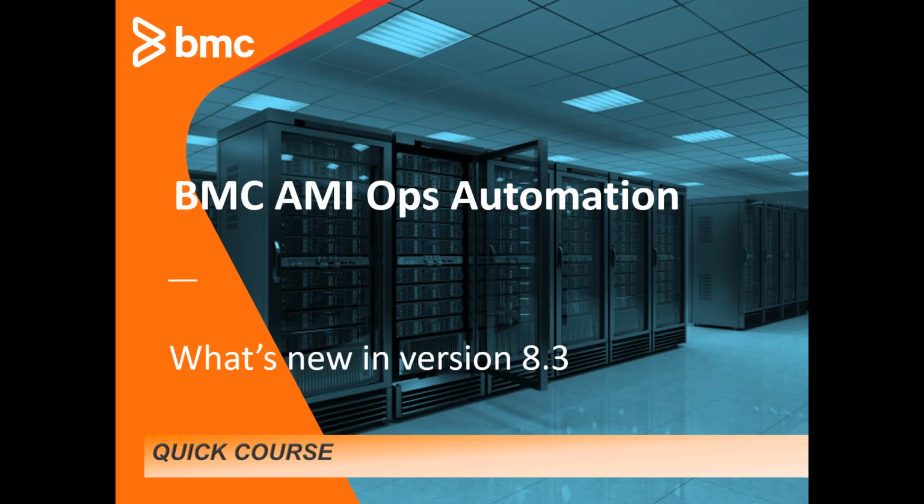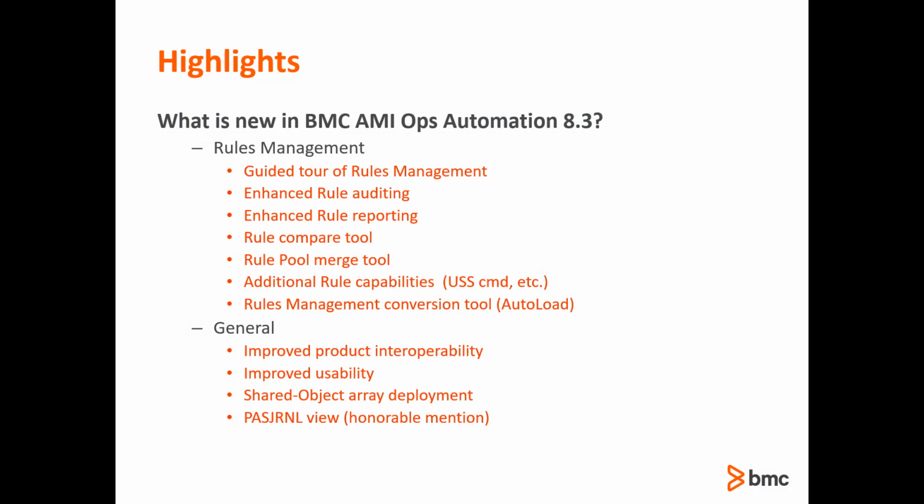In this session, we will briefly review the new features available in BMC AMI Ops Automation 8.3. BMC AMI Ops Automation was formerly known as MainView Auto Operator. Here we see a list of significant new features in BMC AMI Ops Automation 8.3. Several enhancements have been made to rules management, along with general improvements to overall usability and functionality. Now let's take a brief look at some of the details.